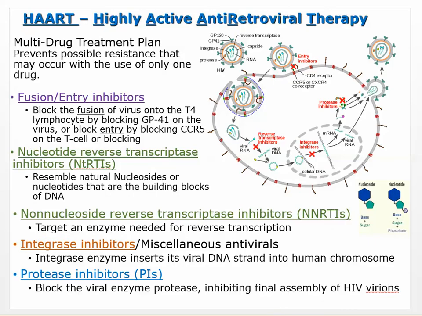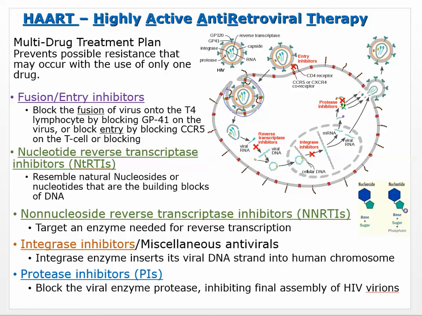Okay, so all we have to do is interrupt those steps, and that's what something called heart therapy does. I know, it's a fun name. It has nothing to do with the heart, not cardiovascular, but it's HAART, highly active antiretroviral therapy. Okay, so it's a multi-drug treatment plan. We kind of introduced that in the last section. Multi-drug therapy prevents possible resistance that may occur with the use of only one drug. And it just makes it more effective because you're hitting it at a lot of different places.